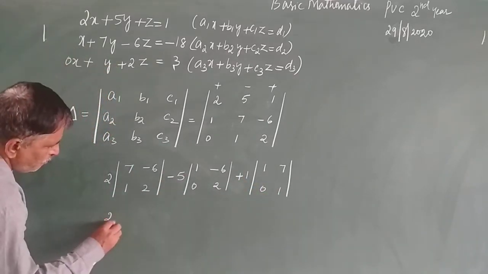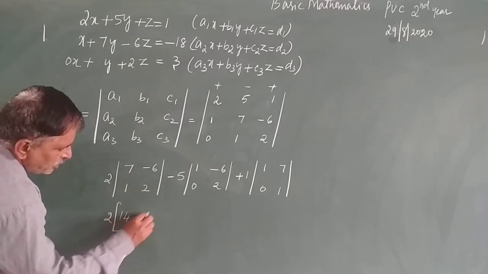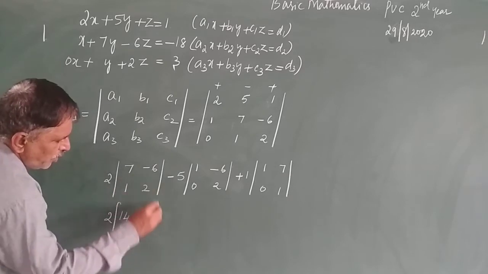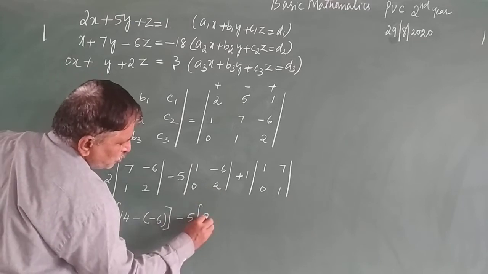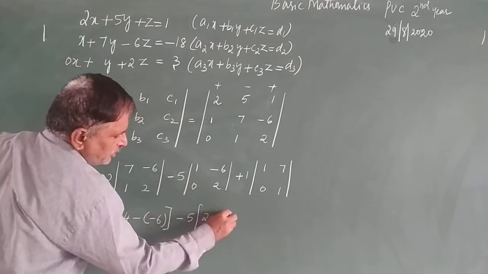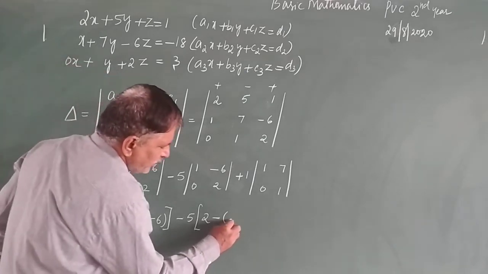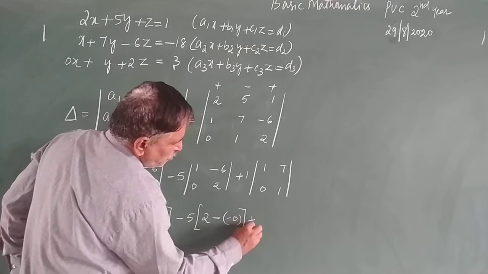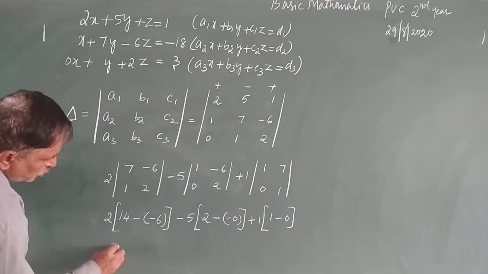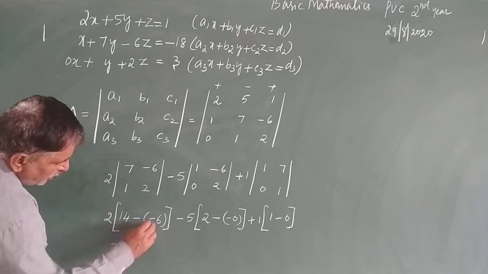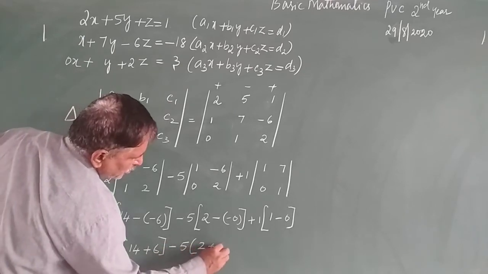So I will take 2. The product of the principal diagonal, 7 twos are 14. Minus of, plus into minus, minus, 1 into 6 is 6. Minus 5. 1 into 2 is 2. Minus 0 into minus 6. If you want, you can write 0 into minus 6, either plus 0 or minus 0; it doesn't matter. Plus 1. 1 into 1, 1. Minus 7 into 0 is 0. So 2 into 14, minus into minus plus 6. Minus 5 into 2 plus 0.